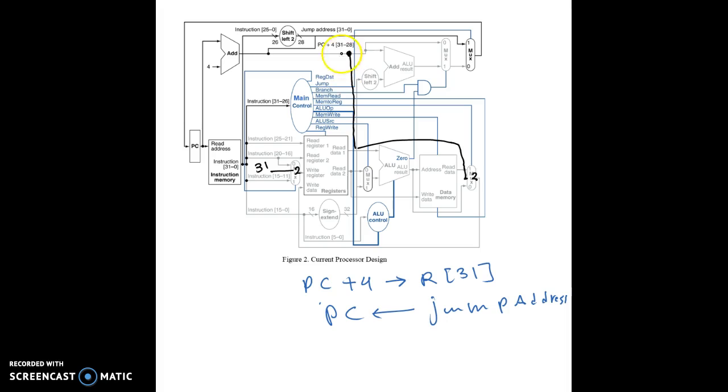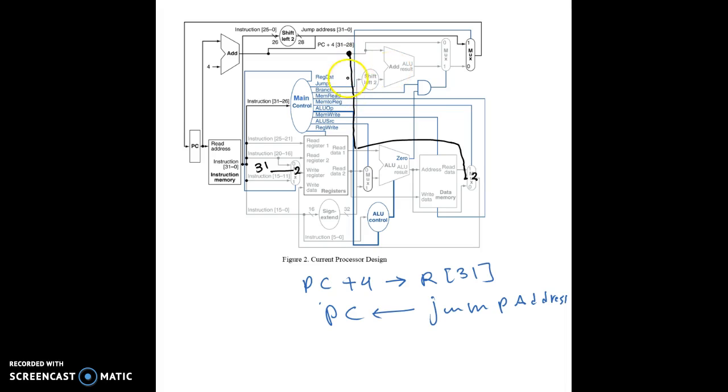So for any jump and link instruction, PC will be assigned to the jump address. So instead of selecting PC plus 4, it will select the jump address, and then the instruction at this address will be fetched. And also the old PC plus 4 will be written back to RA. Okay, now at this point we need to specify the control signals.